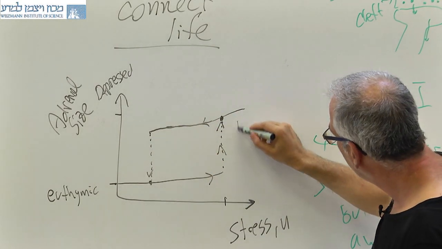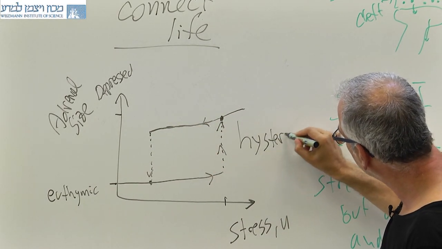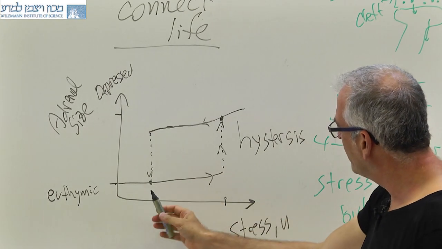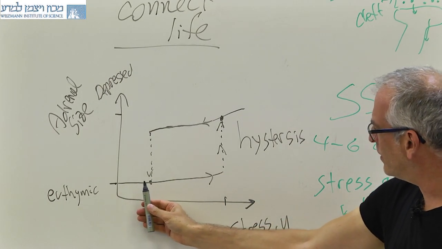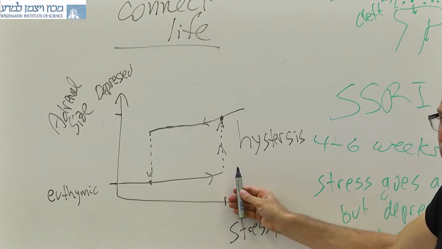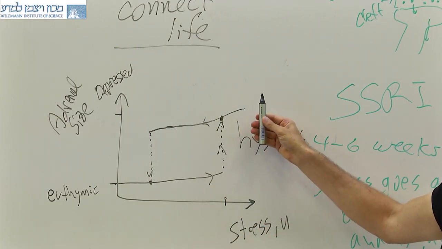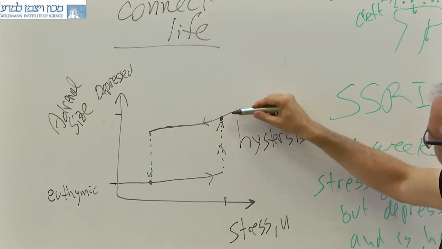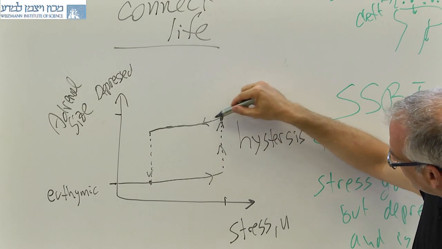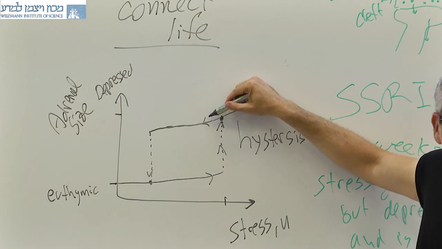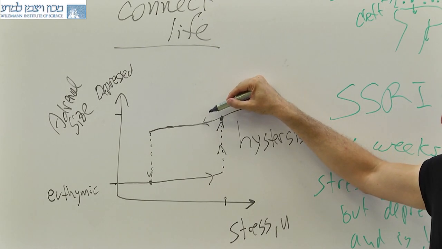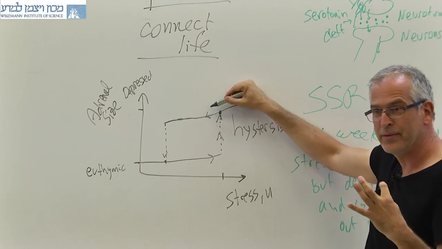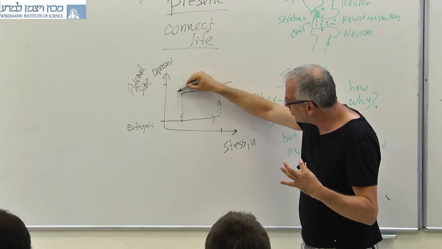People from physics know this from magnetism, called hysteresis. This phenomenon where in one state you have to reach a high stress, but then something changes in the person. And now, if you reduce the stress, it's a different person, you can say, a different experience. And you have to go much lower before you can return.